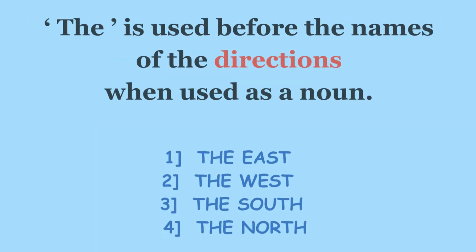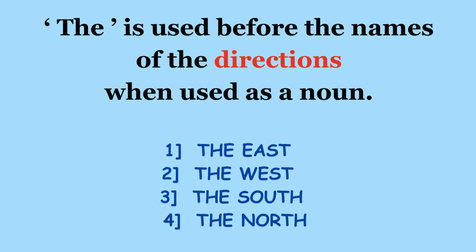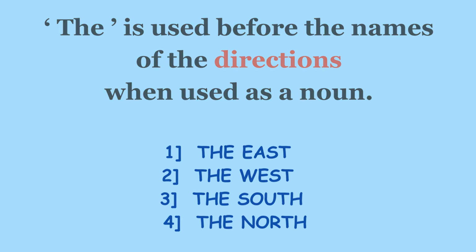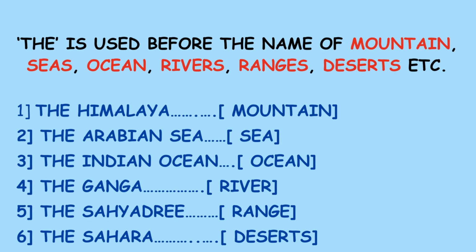The is used before the names of directions when used as a noun. For example, the east, the west, the south, the north. The is used before the names of mountains, seas, oceans, rivers, mountain ranges, deserts, etc. For example, we say the Himalaya, the Arabian Sea, the Indian Ocean, the Ganga, the Sahyadri, the Sahara.